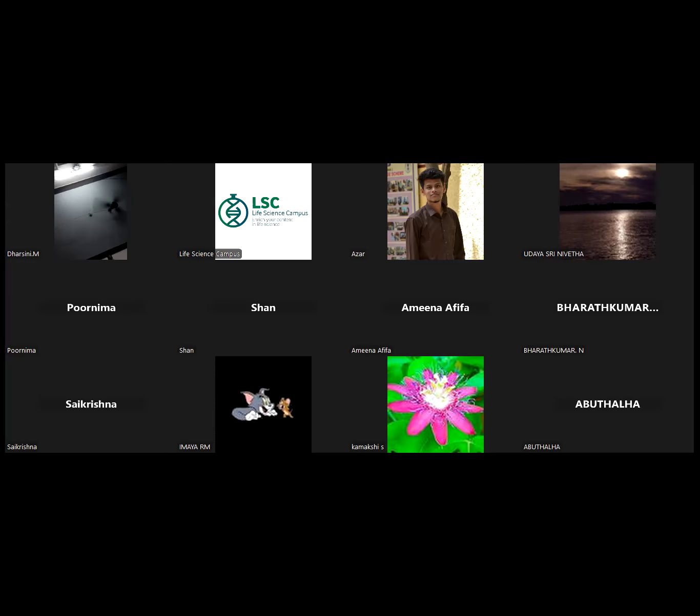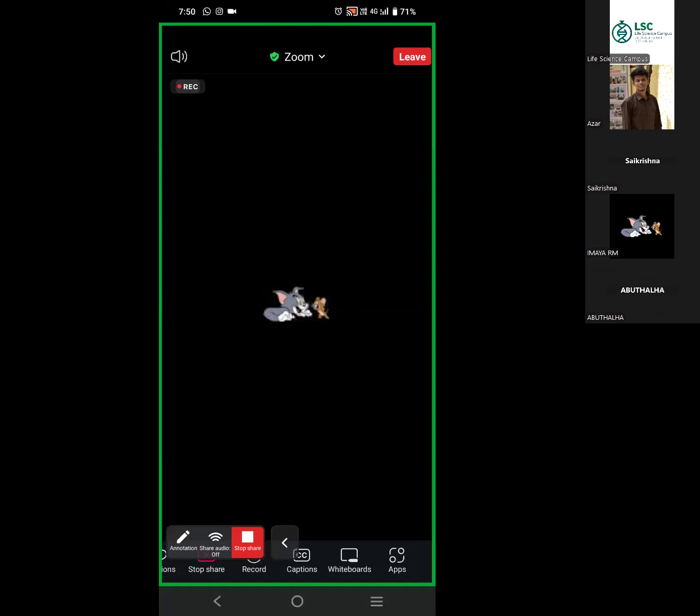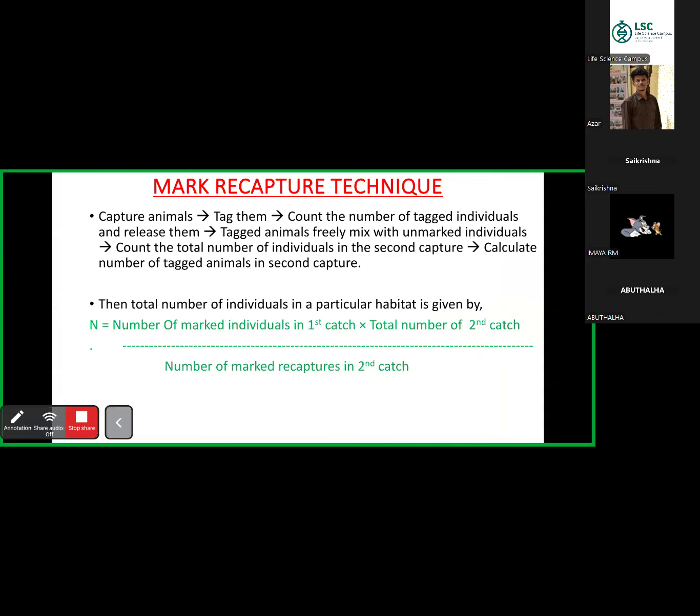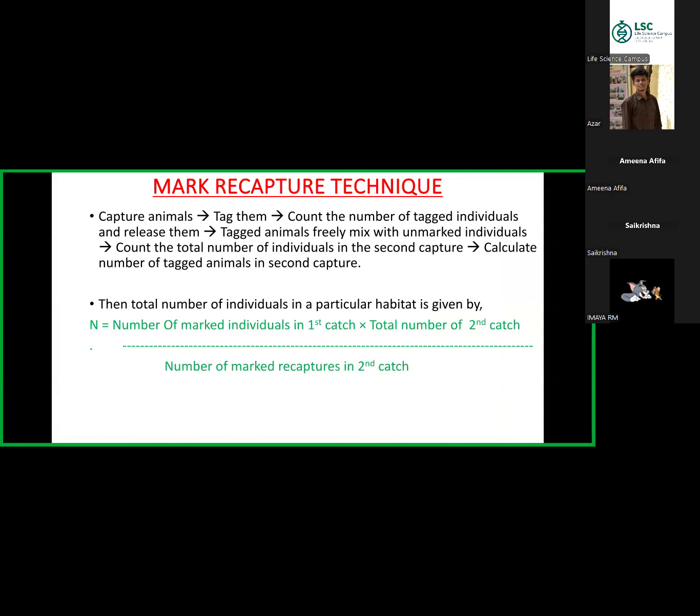Then one of the important techniques is mark recapture technique. Can you see the screen? Yes, ma'am. Okay. So in mark recapture technique, first we will capture the animals.